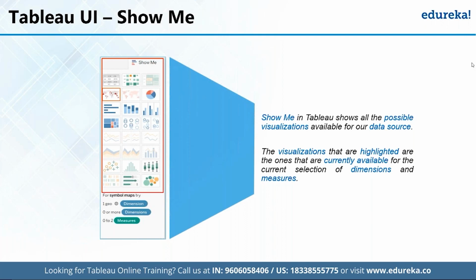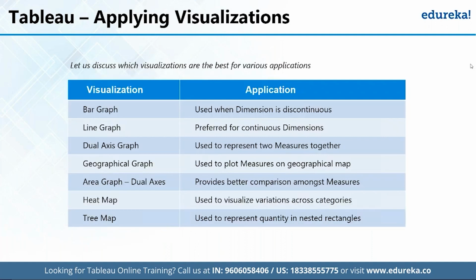And to see which graph to use where, we can use this option, such as visualization, where we can use a bar graph. When the entire dimension is discontinuous, we can use the concept of the line graph, which is basically preferred for continuous dimensions. Then we can use a dual axis graph, which is basically used to present two measures together. A geographical graph, when we want to plot measures on a geographical map. An area graph or dual axis, when we want to provide better comparison amongst measures. And a heat map to visualize variations across different categories.